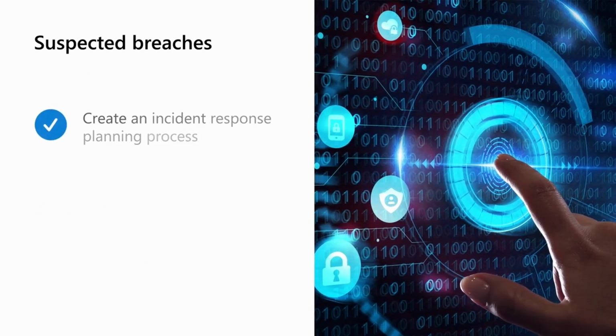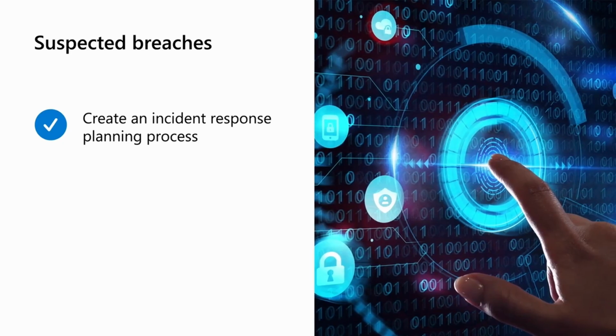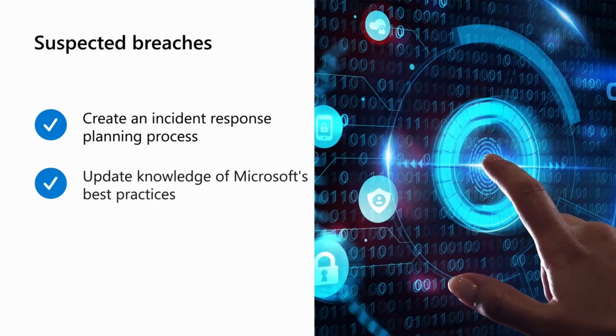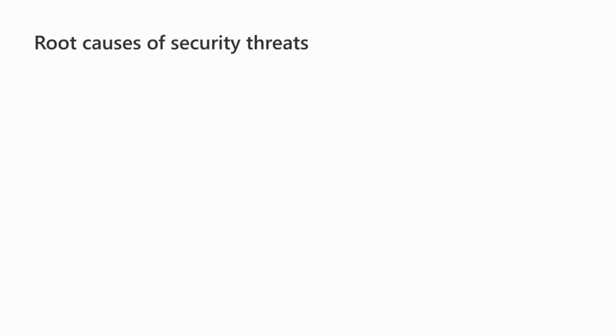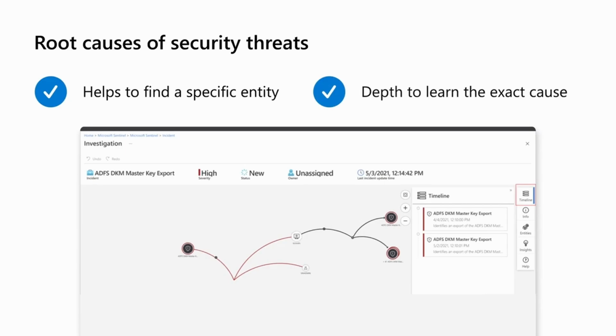You can also create an incident response planning process for the suspected breach in the Azure environment. Finally, you should update your knowledge of Microsoft's best practices to improve your security posture. What are the root causes of prospective security threats? Microsoft Sentinel's investigation tools can help you find a specific entity on the interactive graph and inquire about it in depth to learn the exact cause of the potential security problem.